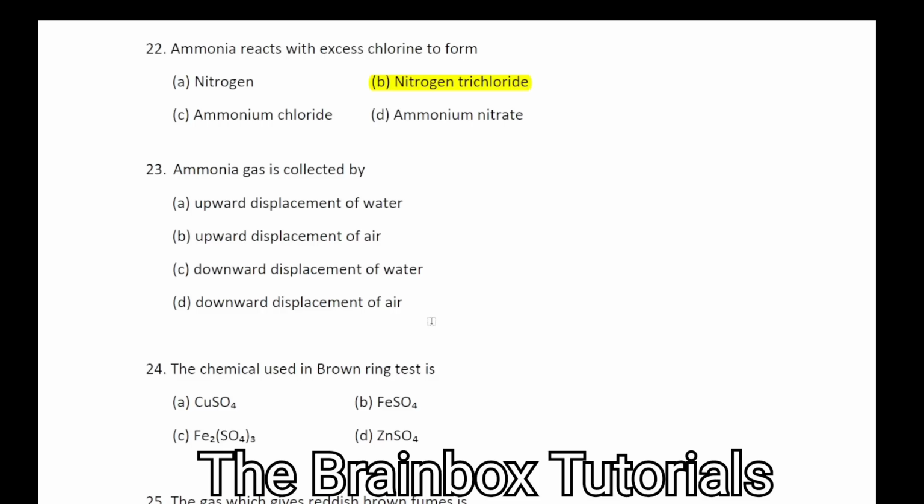Now see here, correct option will be D, that is downward displacement of air. A and C are automatically eliminated because you must know that ammonia gas is highly soluble in water, so we cannot use water for the collection of ammonia gas. Now left is upward and downward displacement of air. You will have to think whether ammonia is heavier than air or lighter than air. Because ammonia is lighter than air, that is why downward displacement of air.